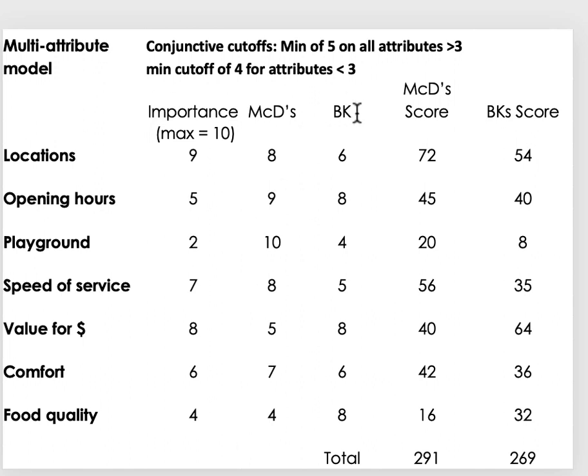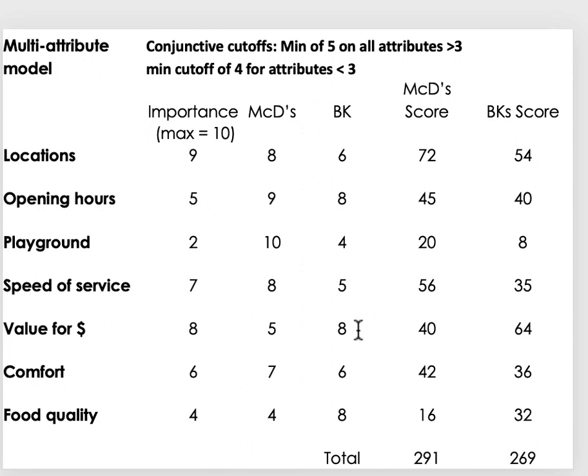So McDonald's would be rejected here. And we'll go over to Burger King and see. Does it pass each of these thresholds? So 6, that's above 5. 8. Also above 5. 4, it's not above 5, but remember this attribute of playground is not as important to us per our attributes above 3 distinction there. 5, that's fine.